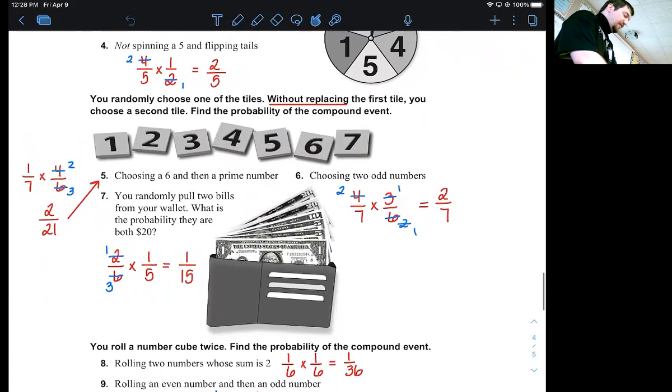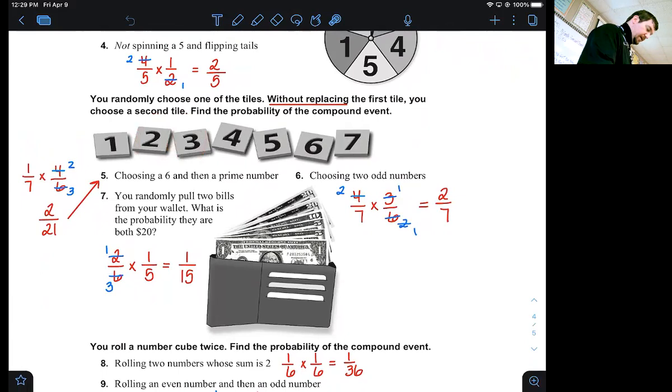Numbers 5, 6, and 7 were all done without replacing. So for number 5, you draw out the 6 and then go for the prime number. There's 1 6 up there, so you have a 1/7 chance of doing that. And then the prime numbers are the 2, the 3, the 5, and the 7. There's 4 of those. But since you didn't replace the first number you chose, the 6 is no longer there. Now it's 4 out of 6. Dependent events will always lower your denominator by 1. Reduce the 4/6 to 2/3, and that's going to multiply to give you 2/21. Don't leave it as 4/42.